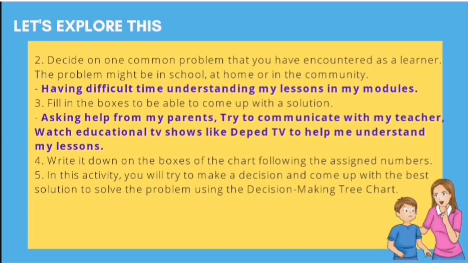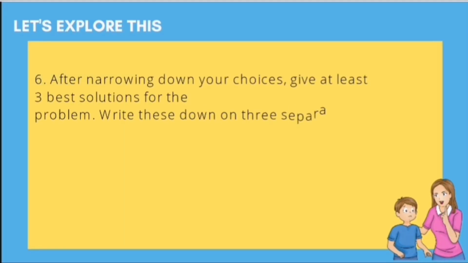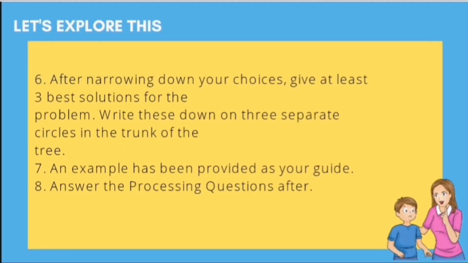In this activity, we'll try to make a decision and come up with the best solution to solve the problem using the decision-making tree chart. After narrowing down your choices, give at least 3 best solutions for the problem. Write this down on 3 separate circles in the trunk of the tree. An example has been provided as your guide, and then answer the processing questions after.